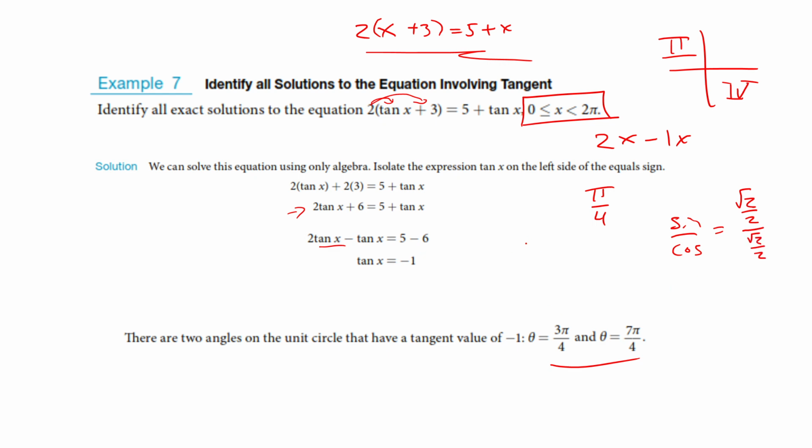You want it to be negative, so it's quadrants 2 and 4. If you divided the sine by the cosine in those 2 quadrants, you'd find it's 3 pi over 4 and 7 pi over 4.